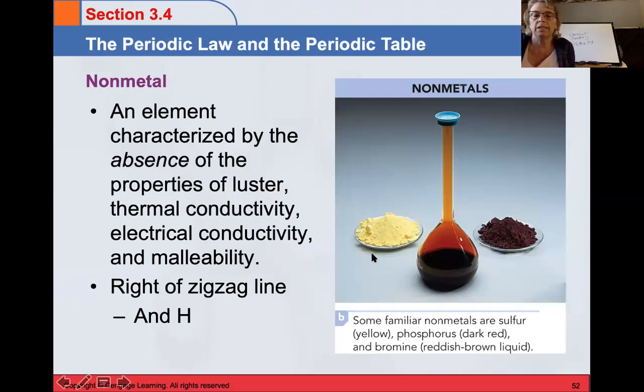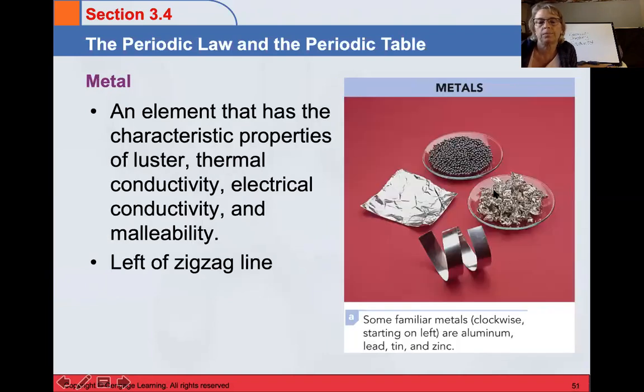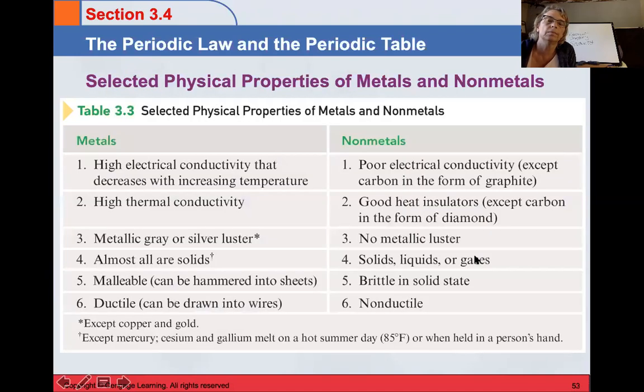Here are some representative non-metals: sulfur, phosphorus, and bromine. Here we have some aluminum, lead, tin, and zinc. You don't have to memorize the stuff in this table. What's interesting about this table is the characteristics of metals compared to non-metals. Basically, non-metals are all of the things that metals aren't, or metals are all the things that non-metals aren't. They basically have opposite characteristics.